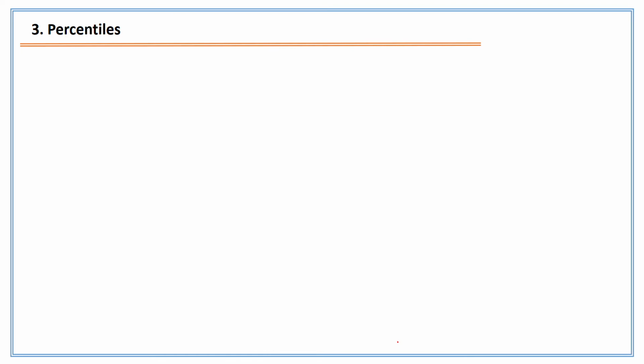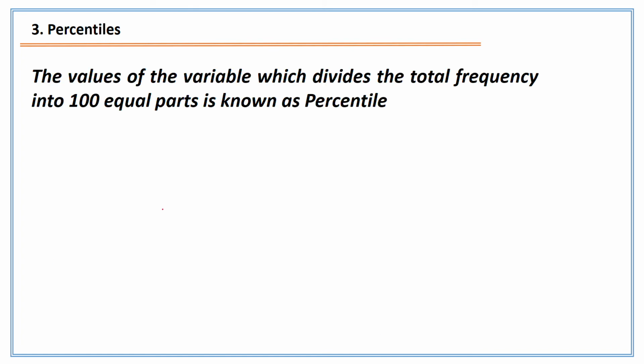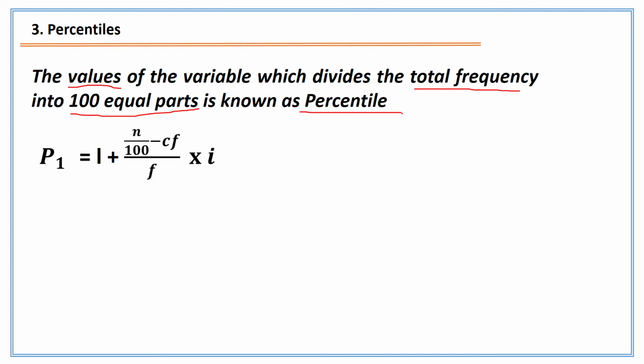Now the third is the percentile. As the name indicates, in percentile we will divide the data into 100 parts. The value of the variable which divides the total frequency into 100 equal parts is known as percentile. How do we calculate percentile? P1 equals L plus (N by 100 minus Cf) upon f into i. If I want to calculate the 70th percentile, P70 equals L plus (70 by 100 N minus Cf) upon f into i.